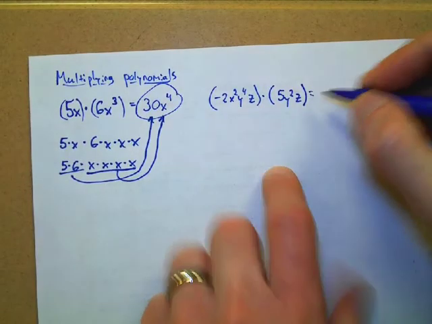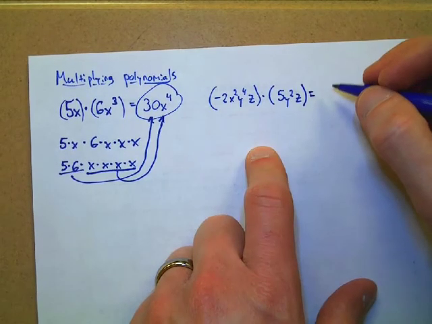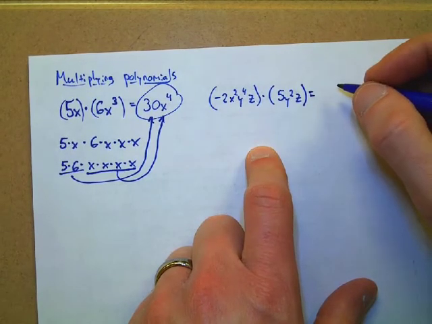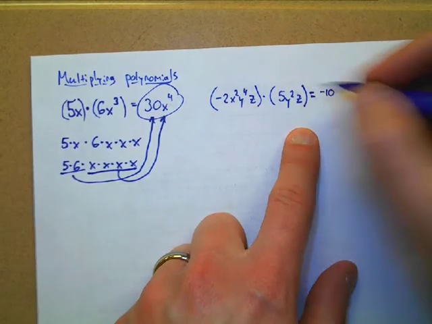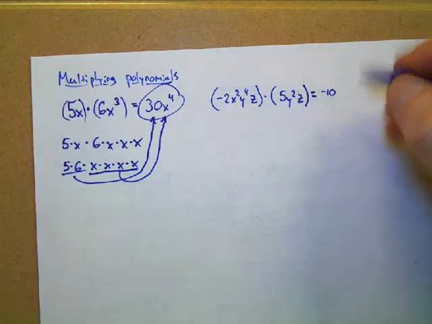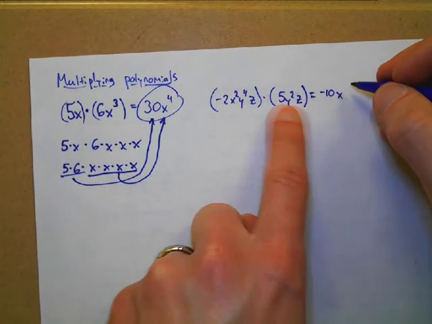What's our coefficient going to be when we multiply here? It's going to be negative 10, right? Negative 2 times 5, yeah, negative 10. Okay, so that took care of the negative 2 and the 5. It'll be x to the what power? It'll be x squared. Yeah, just x squared, right? Because we don't have any x's over here, so just x squared.